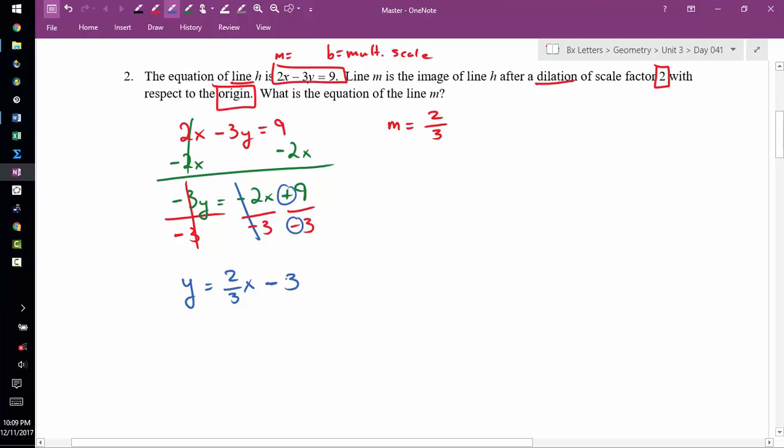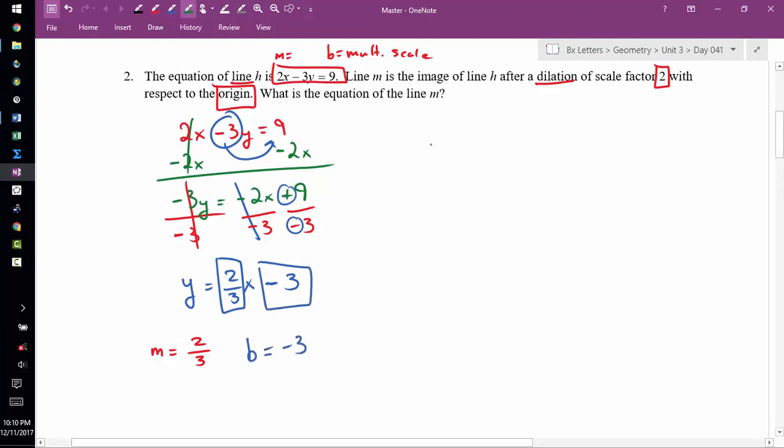So maybe you can see the trick in finding the y-intercept. Just take the constant on the end and divide it by the coefficient on y. So we can see our slope is in fact 2/3, and our y-intercept is -3.